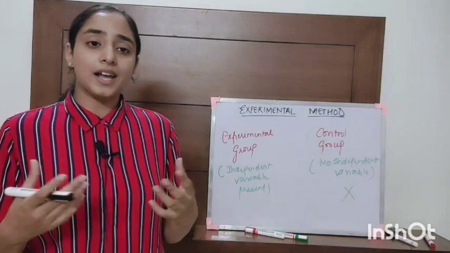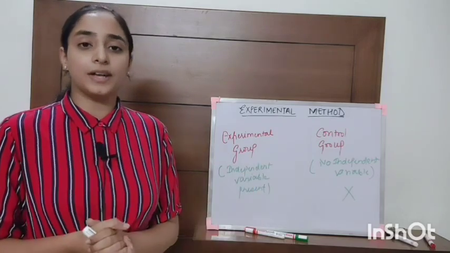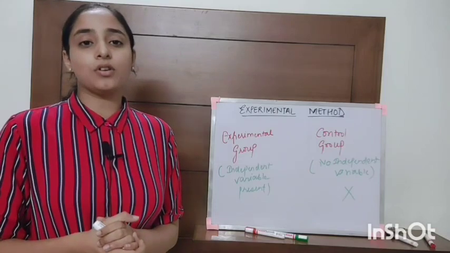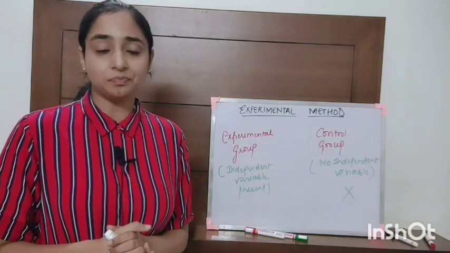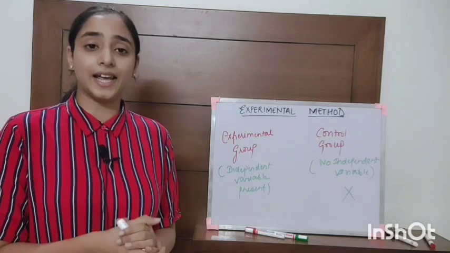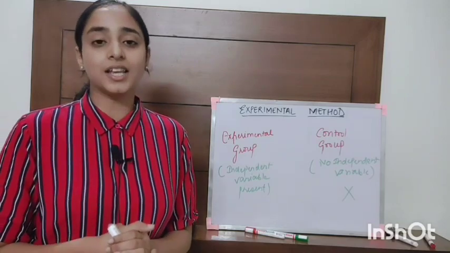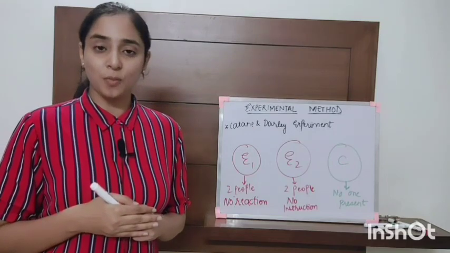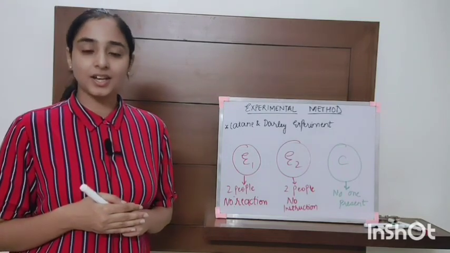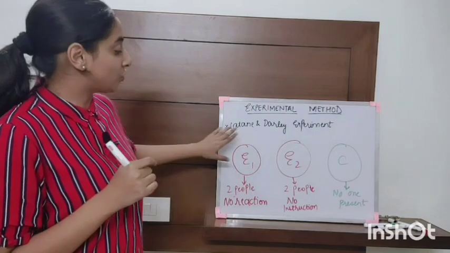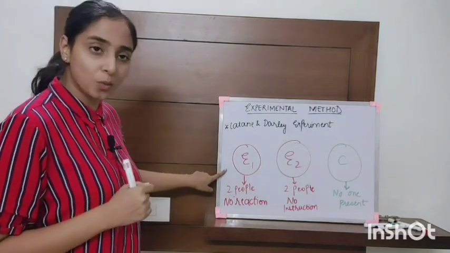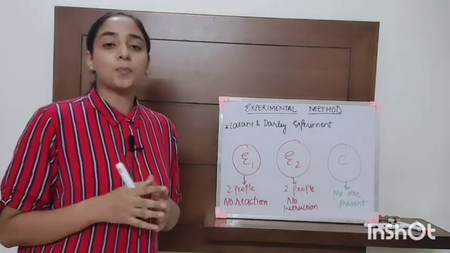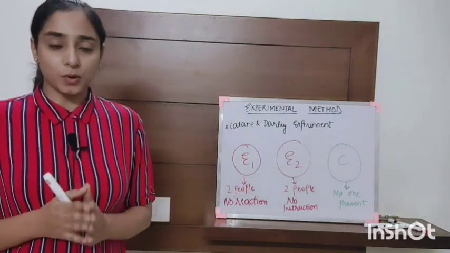So now I'll explain this experimental method with the help of an illustration. This illustration is an example of a professional experiment which was conducted by Latane and Darley in 1970. They were two professional psychologists. Now let's talk about the Latane and Darley experiment. In this experiment, there were three groups: experimental group number 1, experimental group number 2 and the control group. Now the participants were called from Columbia University.